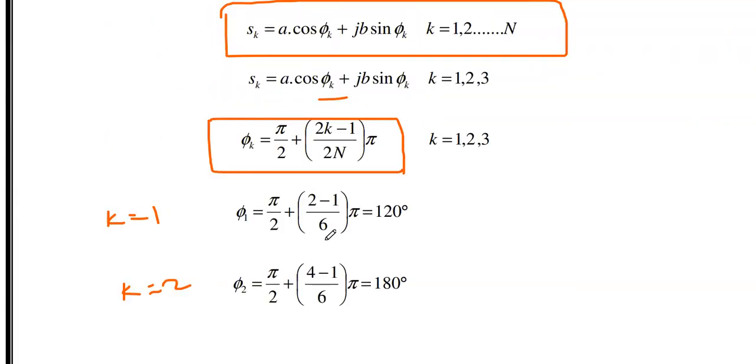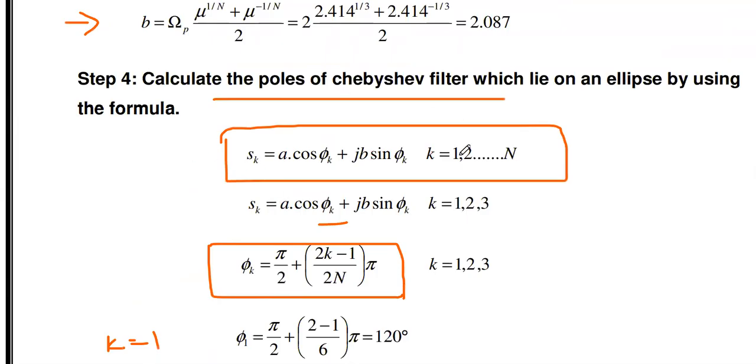Okay, so you substitute phi 1, phi 2, phi 3 in our pole formula. So for the first pole, in order to derive the first pole, put k equal to 1 in this equation.